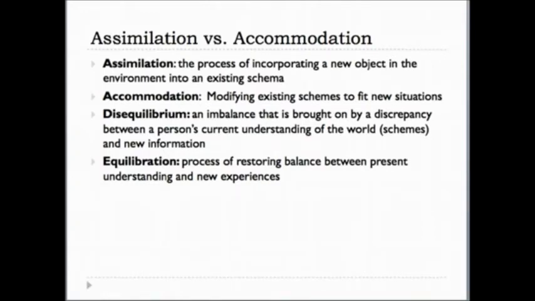So understandably, finding out that a cat is in fact not a dog can be a little disorienting and lead to some imbalance because there's this discrepancy between what the child understands to be true via their schemas and this new information that doesn't fit in. So that imbalance, according to Piaget, is called disequilibrium. And the goal during cognitive development is for children to restore that balance or reach equilibration. So that balance between present understanding and the new experience that may challenge existing schemas.